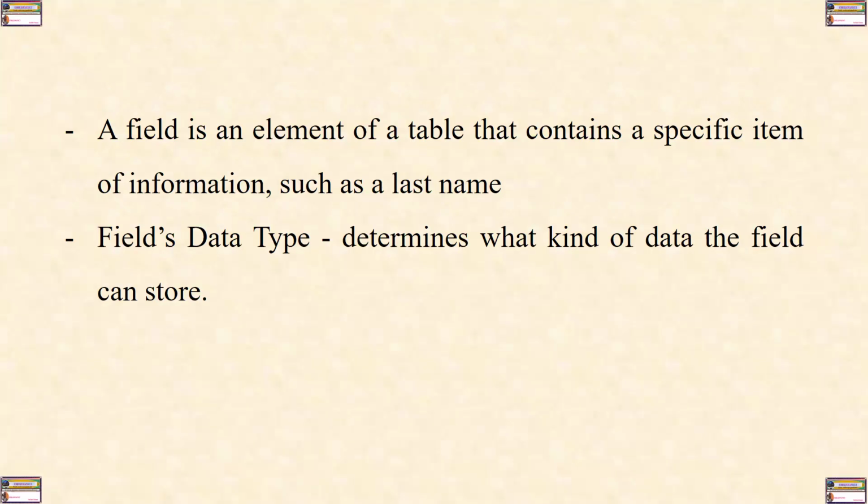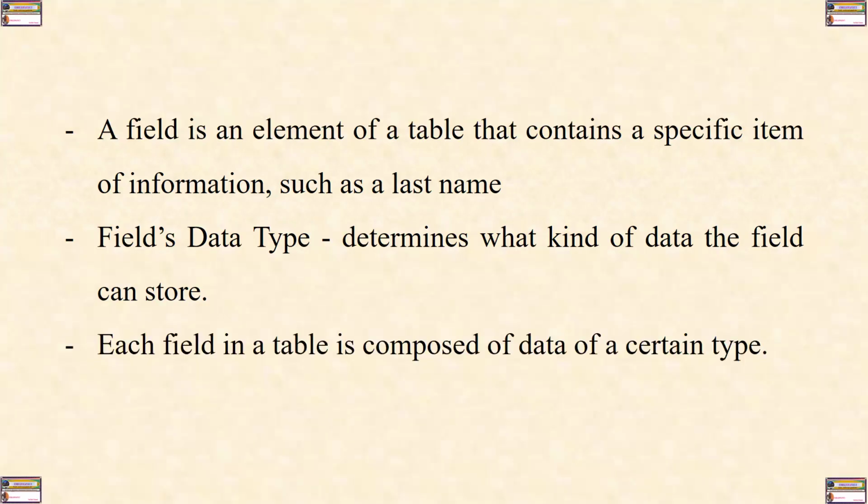Therefore, if a field is going to be holding data of type text, for example, a name of a person, then you have to think of the data type that you shall use. And in this case, it will of course be of type text. Each field in a table is composed of data of a certain type.